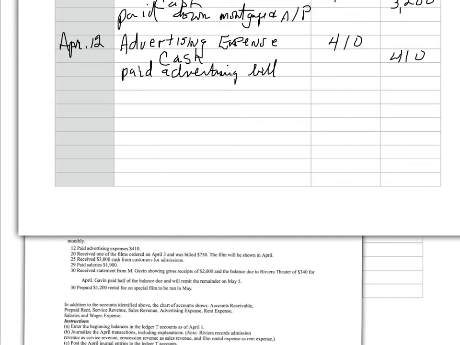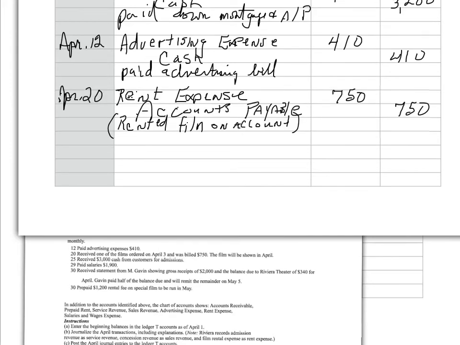Now, on April 20th, I received one of the films ordered on April 3rd and was billed $750. The film will be shown in April. Now, this is a transaction. I received it, and I was billed, so therefore I owe it. The journal entry then is debit rent expense, always debit expenses, $750, and I haven't paid it. I owe them because I have an account with them, so I credit accounts payable, $750.